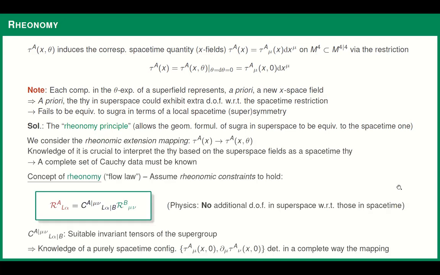So we consider what was called in the literature the reonomic expansion mapping, that is telling us that from a given space-time configuration, we are able to extract the whole superfield, so to build the superfield, the tau A x theta. And so the knowledge of this mapping is crucial to interpret the theory based on superspace as a space-time theory. But knowing this mapping essentially amounts to having a complete set of Cauchy data to solve this problem.